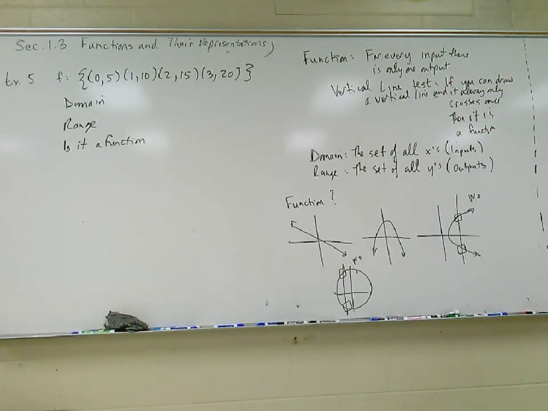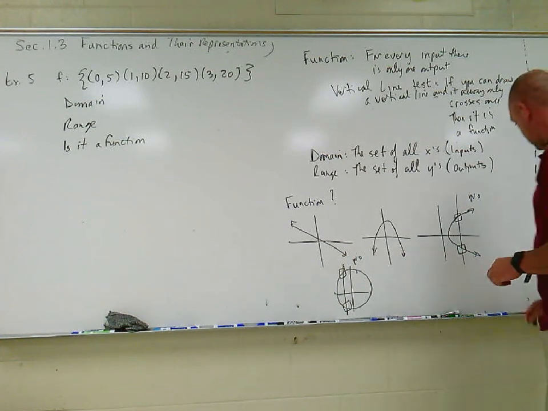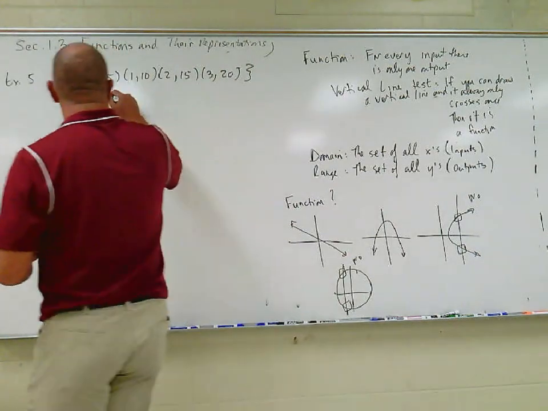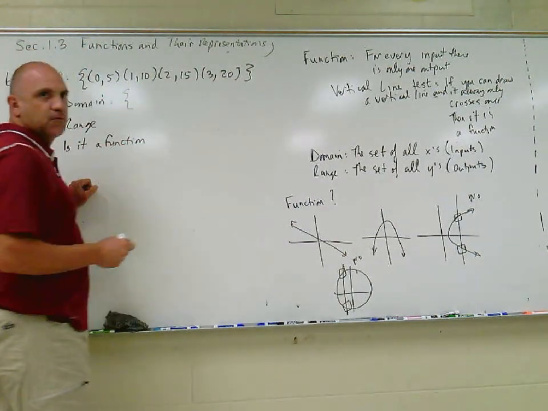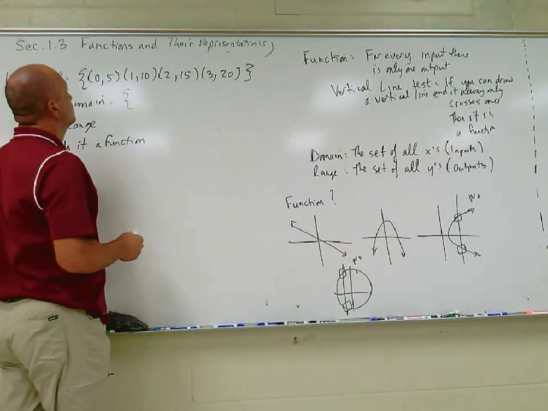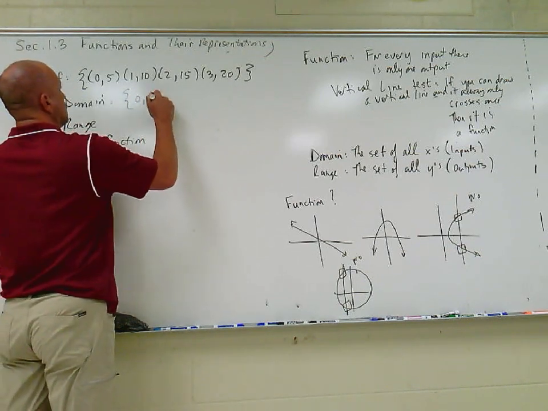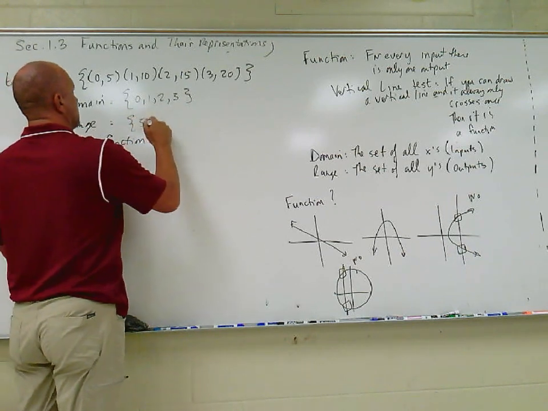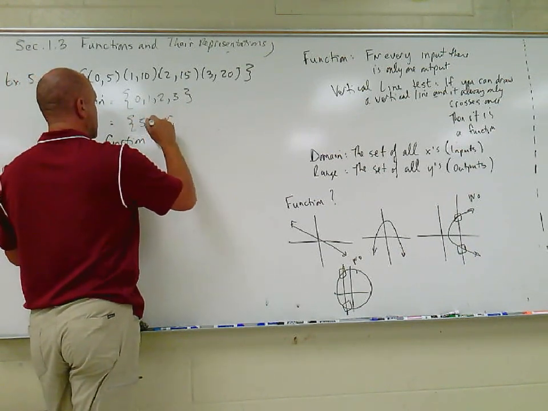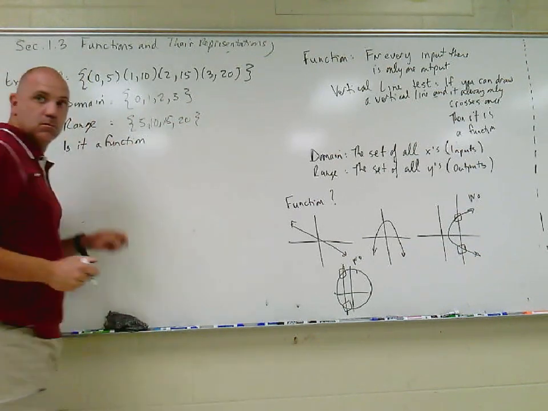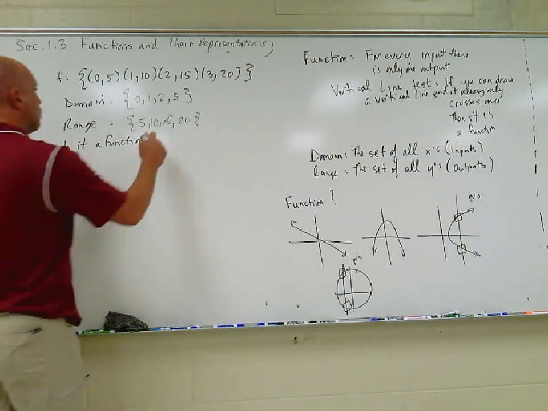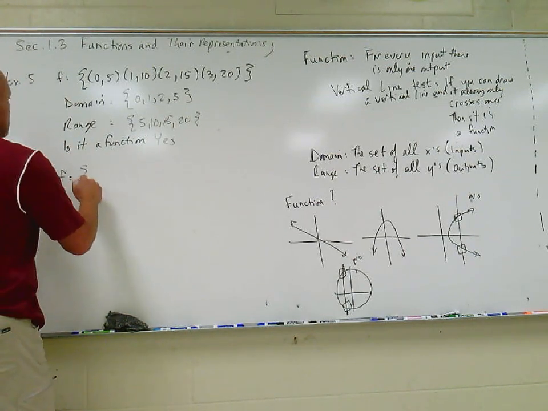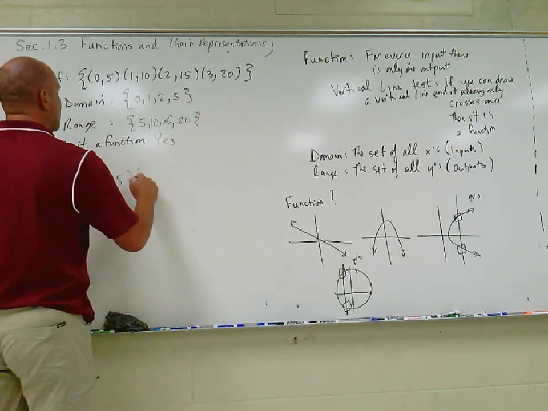Okay. So let's look at this. What's the domain? When you write domain and range, you're going to write them as a set. What did you guys get for the domain? 0, 1, 2, 3. And what did you get for the range? 5, 10, 15, 20. And is it a function? Yes. So if we could add a point to this and make it not a function, I'm going to write down the same ordered pairs.